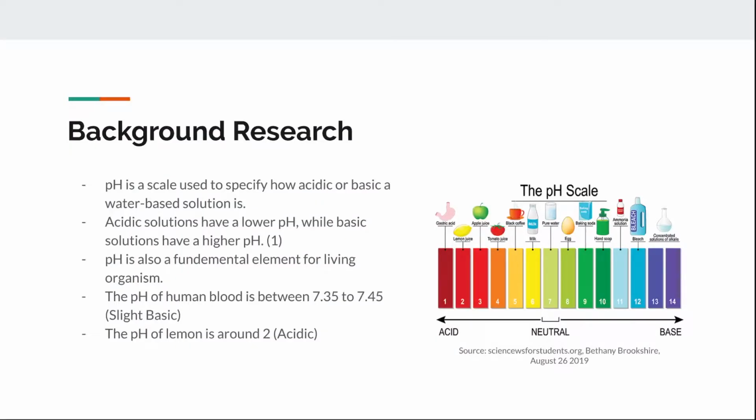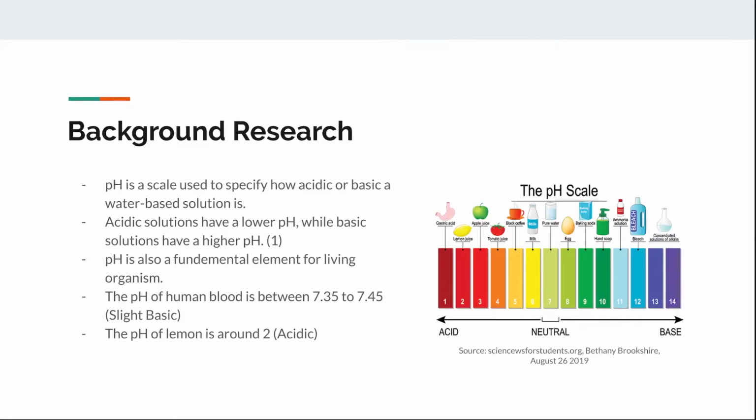I did some background research before I started my experiment, so I found out that pH is the scale used to specify how acidic or basic a water-based solution is. For example, for human blood, the pH is between 7.35 and 7.45, which is slightly basic, and on the pH strip, slightly basic will show a greenish color. If it is strongly basic, it will show a purple or blue color.